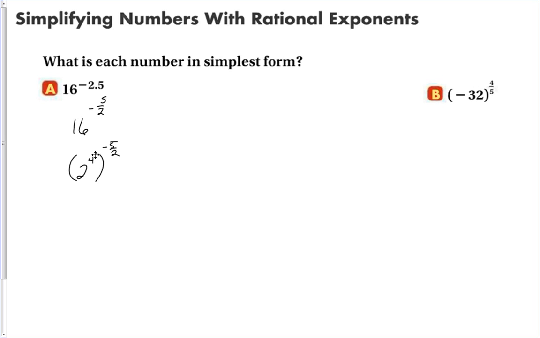Well, if we multiply these exponents together, this is going to go to a 2, that's going to go to a 1, so this is simply going to equal 2 to the negative 10. Well, we know that is simply 1 over 2 to the 10th, which is 1 over 1024. All right. Letter B, negative 32 to the 4/5 power. I want you to go ahead and try this one. So pause the video and see if you can figure this one out.